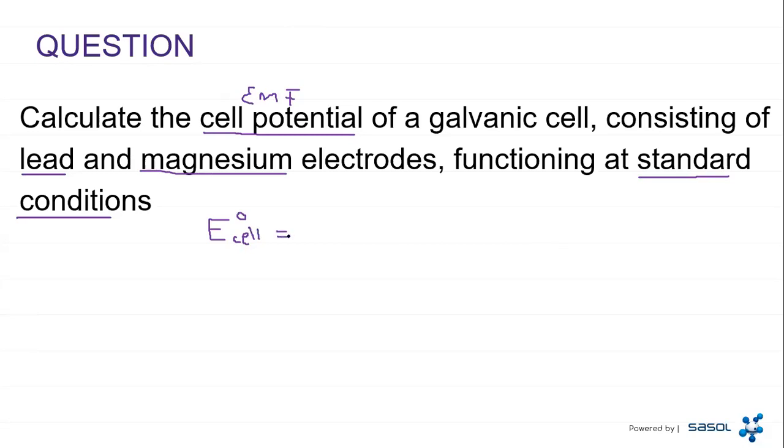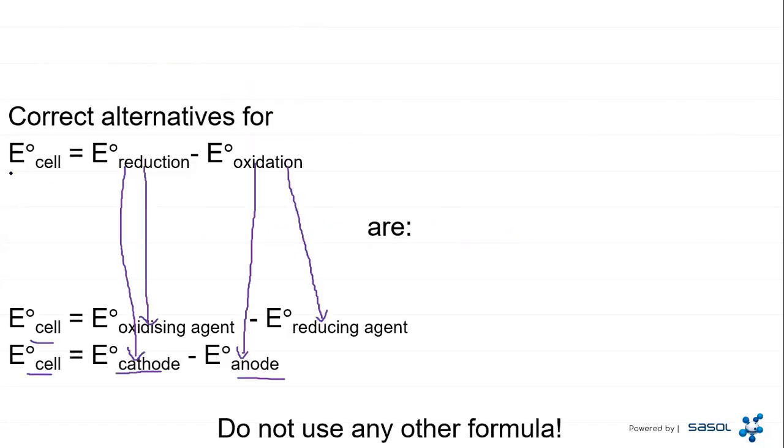Right, and we also want the EMF under standard conditions, which we then call the cell potential. So it will be E naught cell, which is E naught reduction minus E naught oxidation. Then this is what we want. We took the formula as it is from the formula sheet. You see there, E naught cell is E naught reduction minus E naught oxidation.